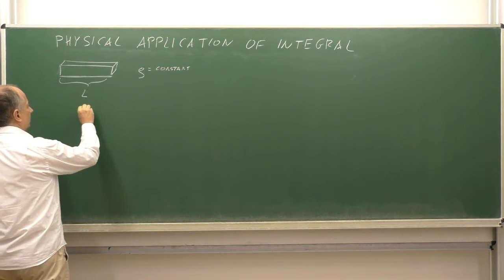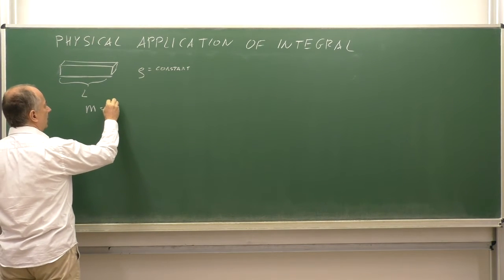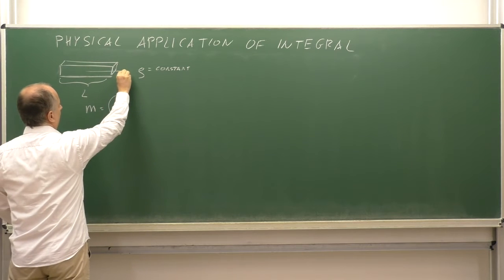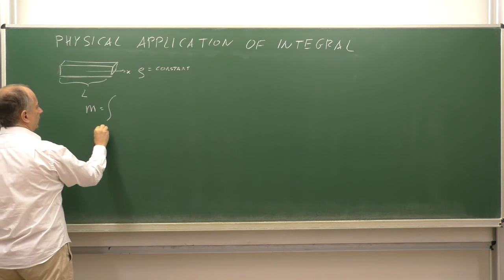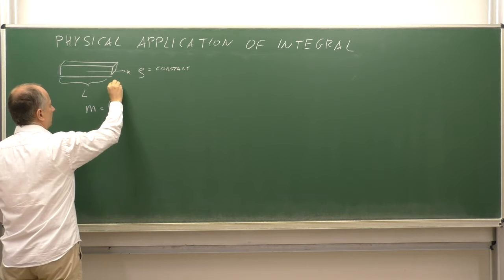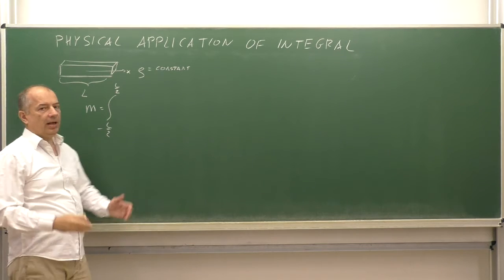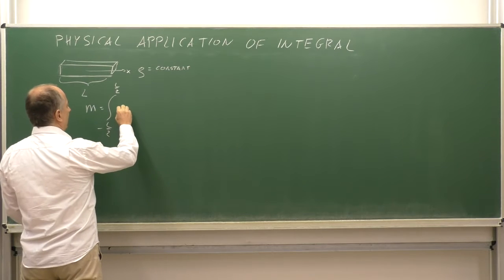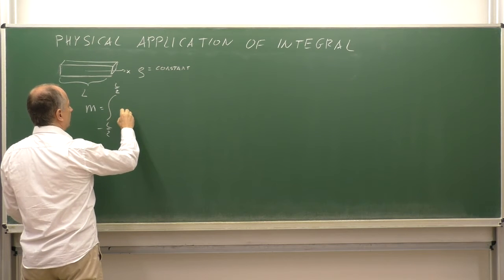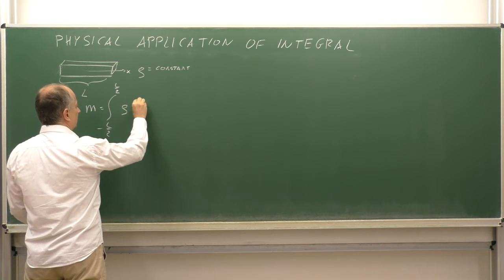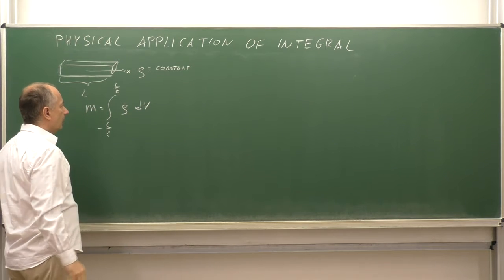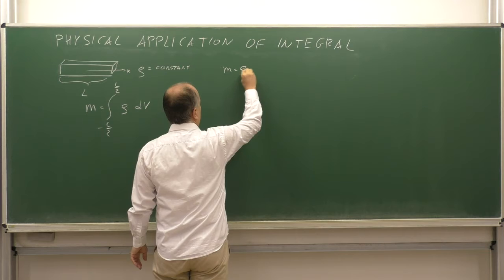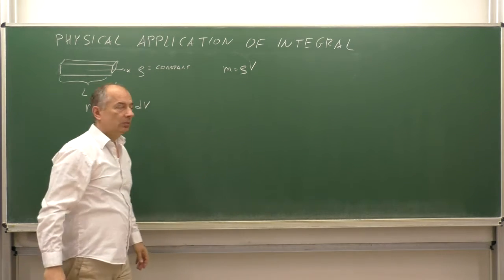In general, the total mass m will be an integral, and if we introduce some coordinate x running from minus L half to L half, capital L being the total length of the rod, the contribution of the mass is rho times dV. If rho is constant, then the mass is just rho times the total volume.